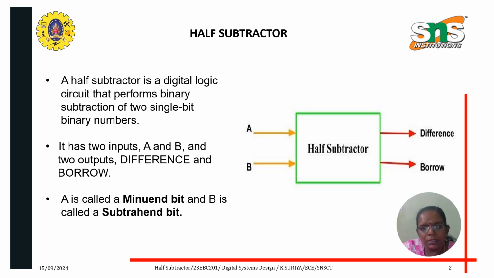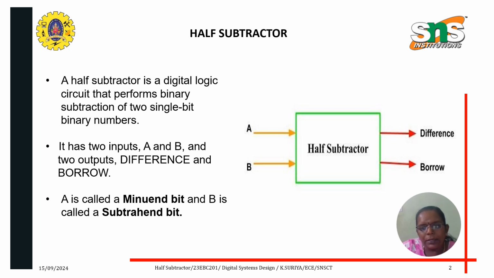Although in practice, the subtraction of two binary numbers is accomplished by taking the ones or twos complement of the subtrahend and adding it to the minuend. In this way, the subtraction operation of binary numbers can be converted into a simple addition operation, which makes hardware construction simple and less expensive. There are two types of subtractors, half subtractor and full subtractor.